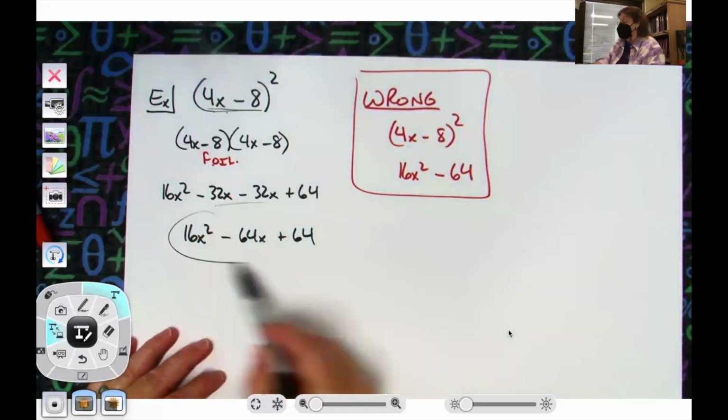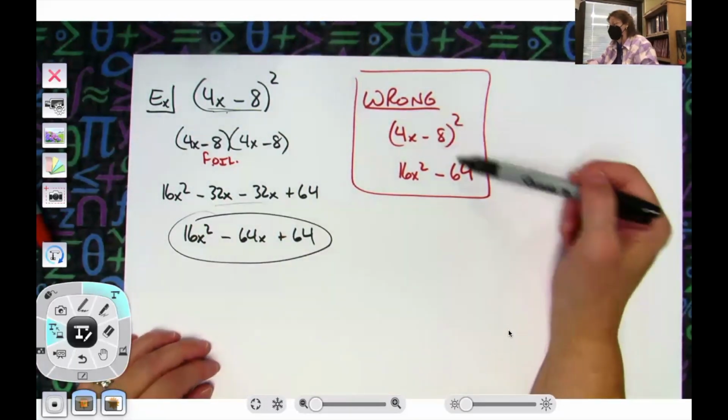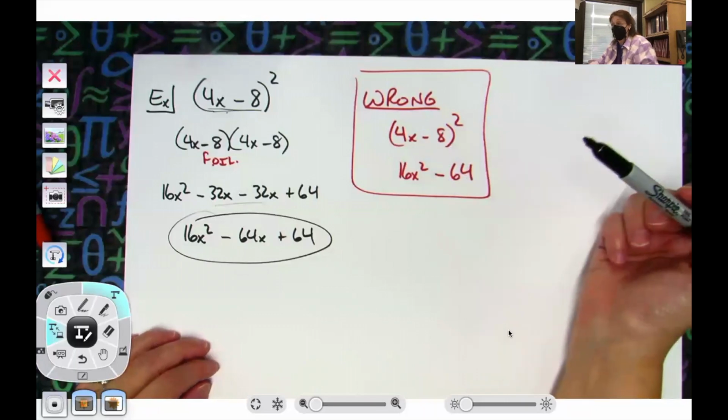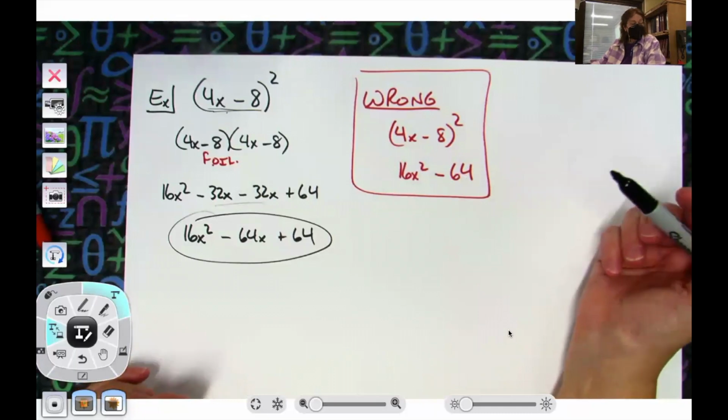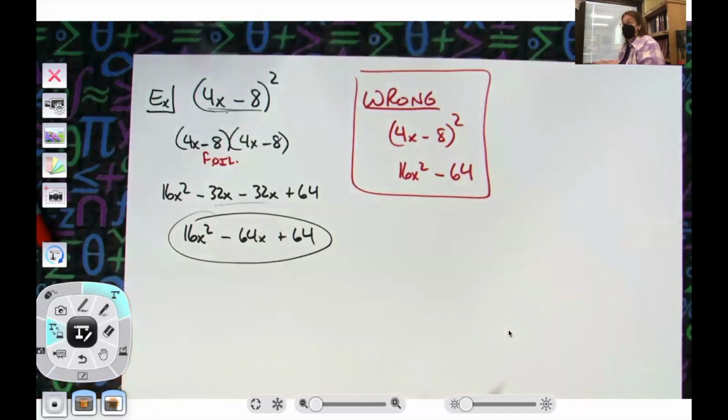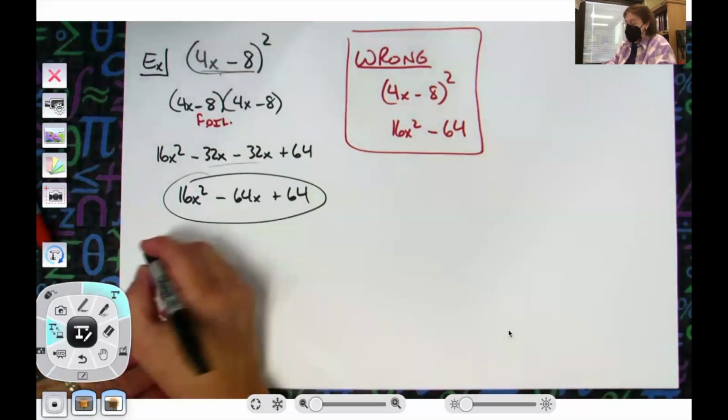But clearly you can see that squaring the first one, squaring the second one, and then just dropping that sign does not work. So just something to watch out for. Now, like I said, if this was to the third power, you would write it down 3 times. So let's go ahead and do one.